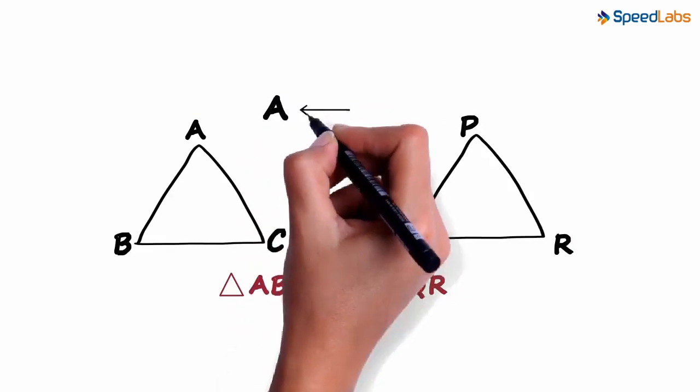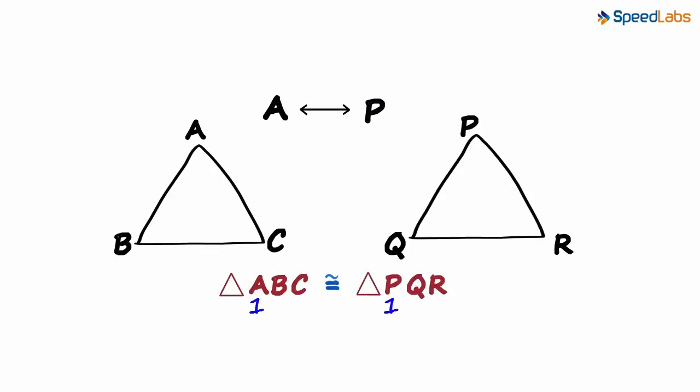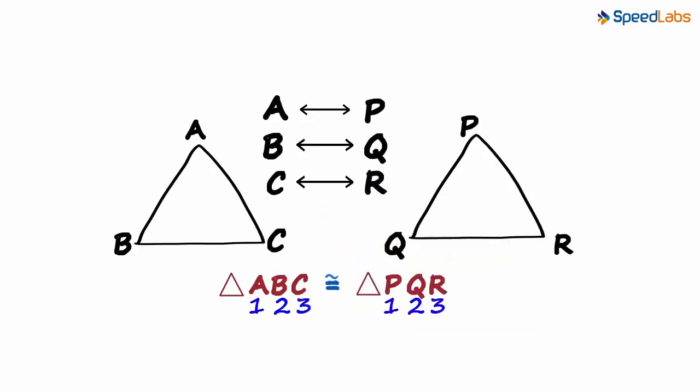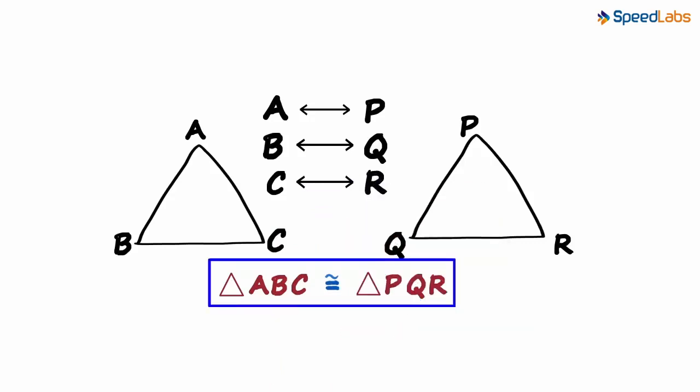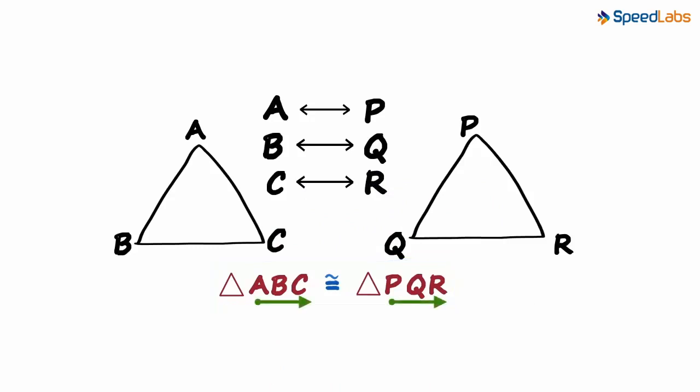Vertex A corresponds to vertex P. B corresponds to Q and C corresponds to R. Remember, if we are mentioning the congruency between two triangles, the order of the naming is also important. Triangle ABC is congruent to triangle PQR.